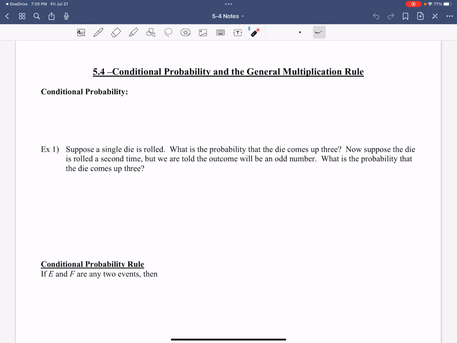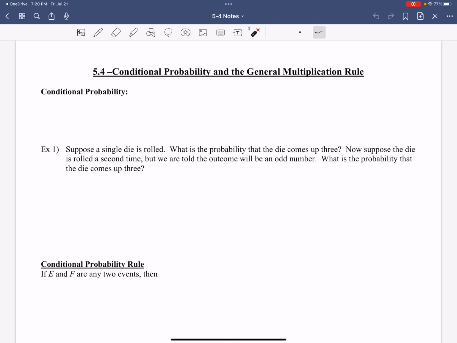All right, we're finishing it off. 5.4. We're finishing off with conditional probability, talking about what that looks like, and then the general multiplication rule. You'll find it's pretty similar to the regular multiplication rule, but it's good to have all facets of it.